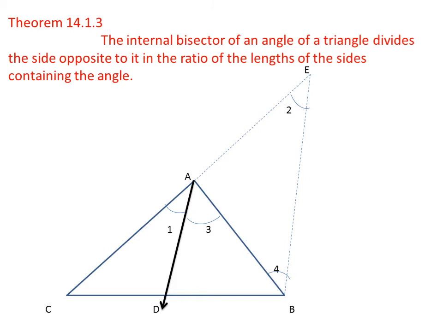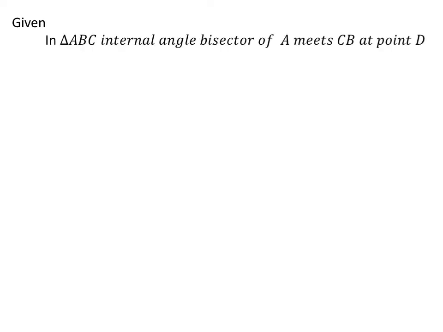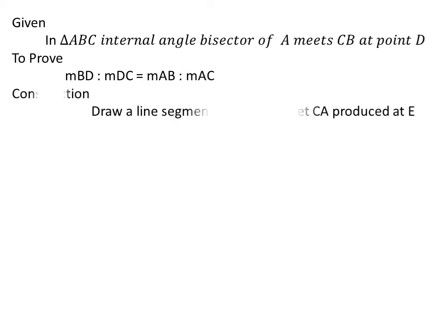First of all, we will write what is given in this theorem. In triangle ABC, the internal angle bisector of A meets the side CB at point D. We have to prove that measure BD ratio measure DC is equal to measure AB ratio measure AC. For this we will do some construction. Draw a line segment BE which is parallel to side DA to meet side CA produced at point E.